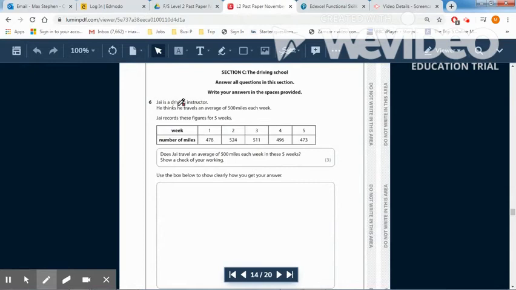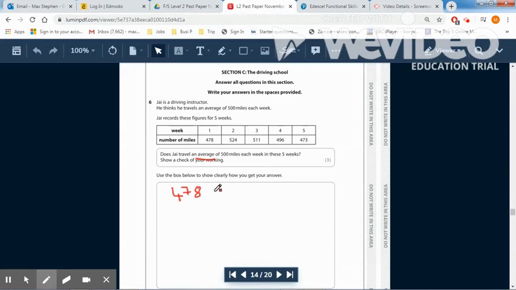So next question, Jai is a driving instructor and he thinks he travels an average of 500 miles each week, and he records these figures for 5 weeks. So we've got the number of miles and the weeks, and it says, does he travel an average of 500 miles each week in these 5 weeks? So it's talking about an average. We could find the mean or the median. I'm going to find the mean. So for the mean, I add them all together and I divide by how many there are.